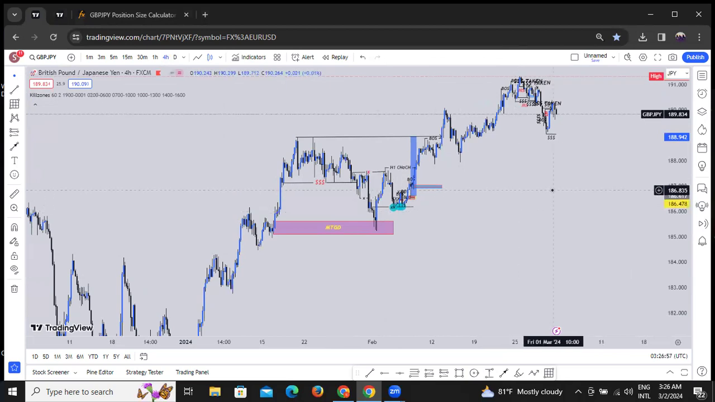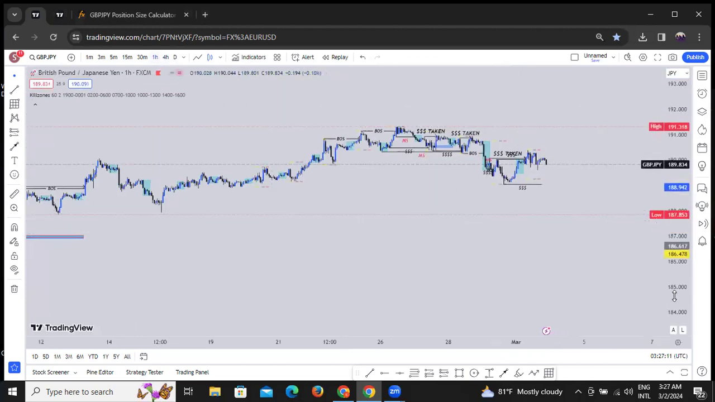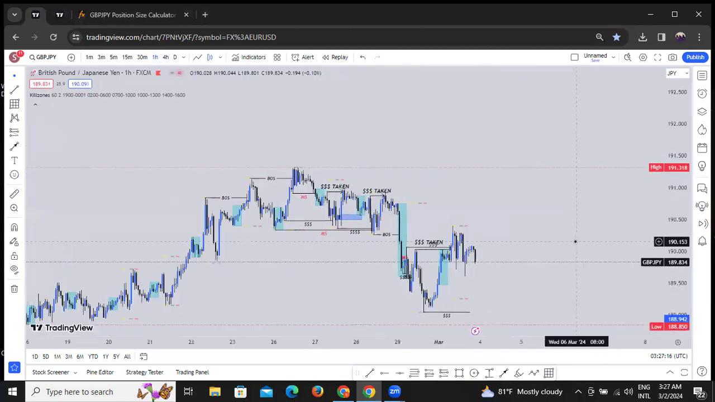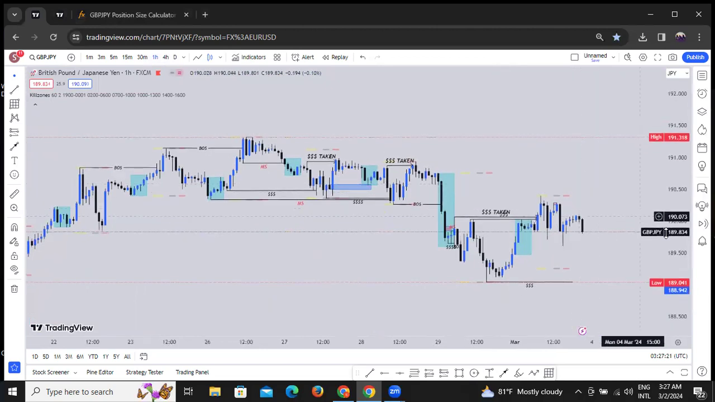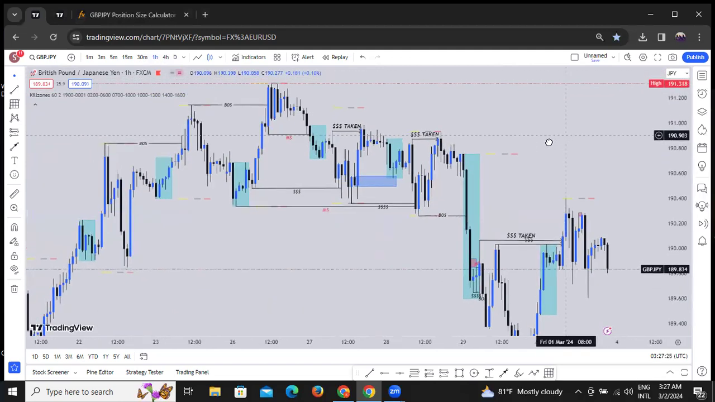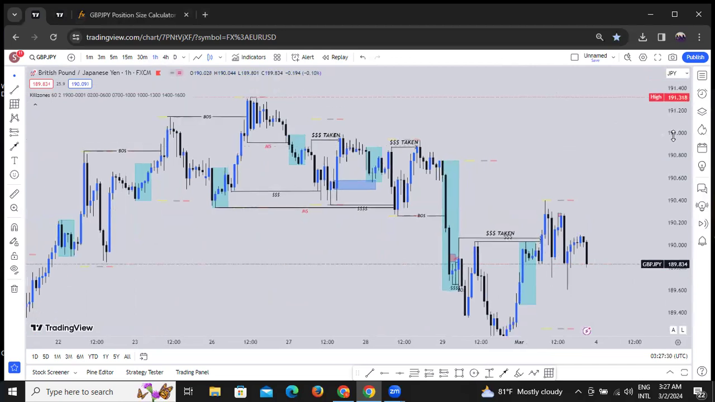But right there, if you can see clearly, we already broke structure to the downside. So yes, what did I see in this trade? Let me zoom in. Let's just get rid of all this. It should be clearer. Let me leave it this way. Okay, so let's focus here.